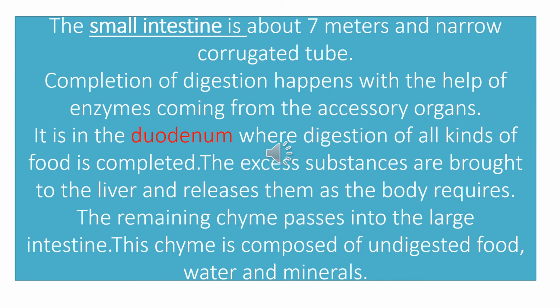Okay, we're going to talk about the small intestine. It is about 7 meters long, a narrow corrugated tube. Completion of digestion happens with the help of enzymes coming from the accessory organs. It is in the duodenum where digestion of all kinds of food is completed. The excess substances are brought to the liver, which releases them as the body requires. The remaining chyme passes into the large intestine. This chyme is composed of undigested food, water, and minerals.